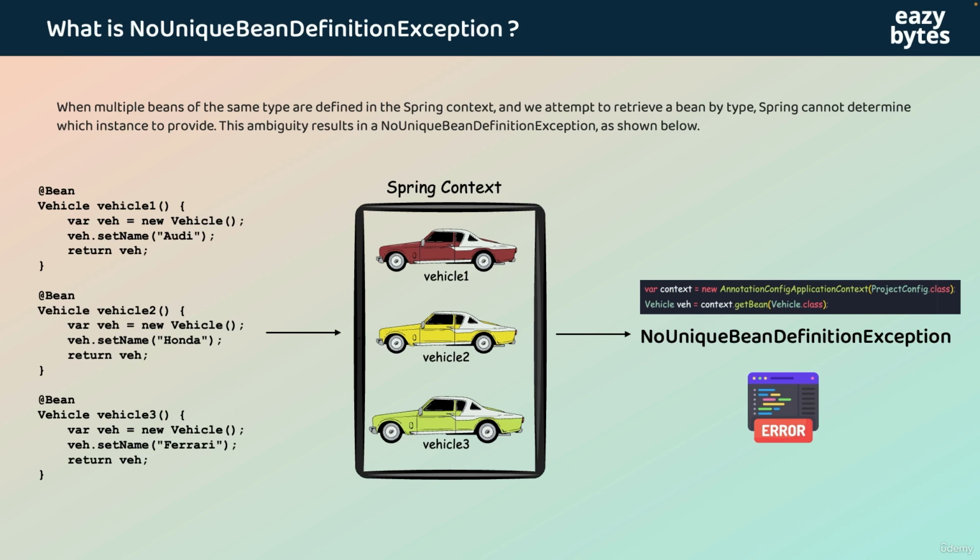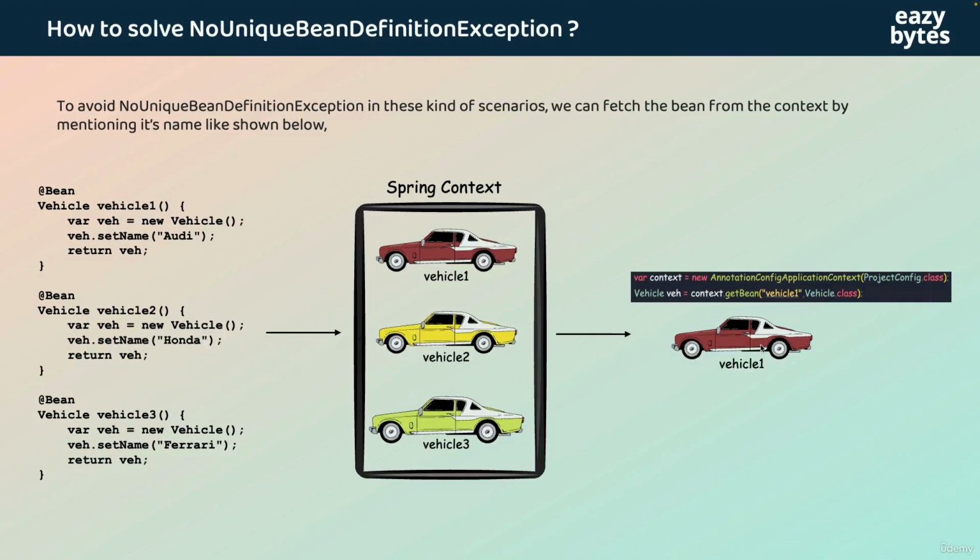Whatever we have discussed inside this lecture, I have highlighted in the slides as well. This is the very first slide, which shows the scenario under which we are going to get the NoUniqueBeanDefinitionException. Here on the right hand side, you can see I'm calling the getBean method by simply passing the data type of the bean. In this kind of scenario, definitely I'm going to get NoUniqueBeanDefinitionException. To overcome this exception, we need to call the getBean method along with the name and the data type. That's what I have highlighted in the next slide. With this code, we are going to get the object of vehicle1 as an output from this program.